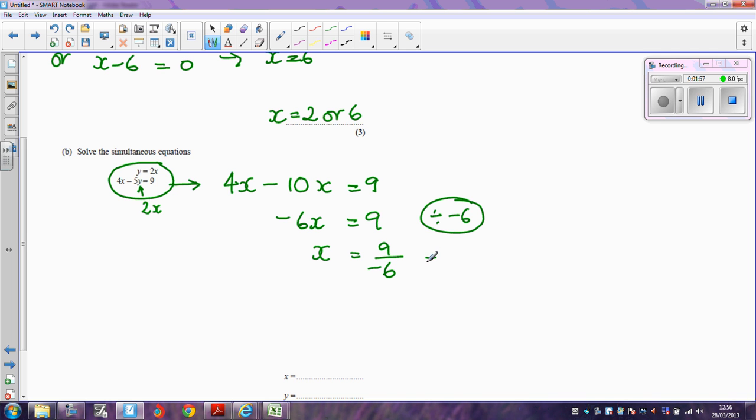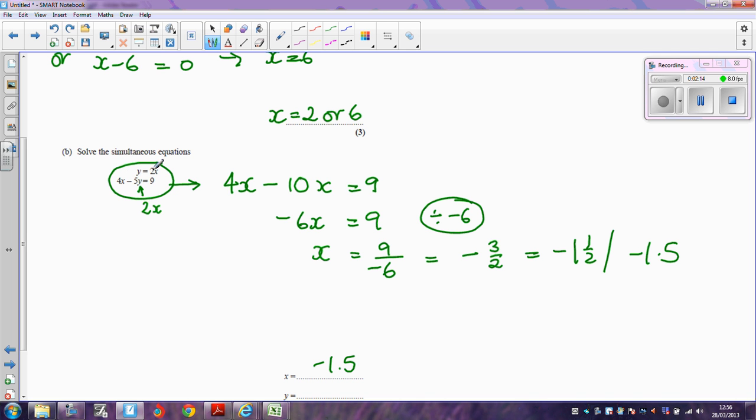Well, I can work it out on the calculator, or I can realise that that's going to be negative. If I divide the top and the bottom by 3, I'm going to get 3 over 2, and minus 3 over 2 is minus 1.5. So I've got my x is minus 1.5.